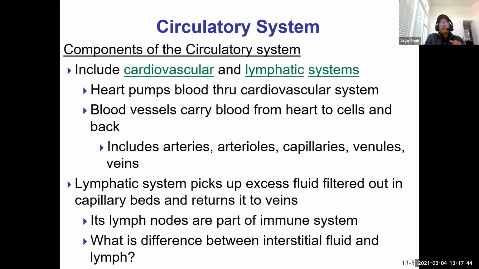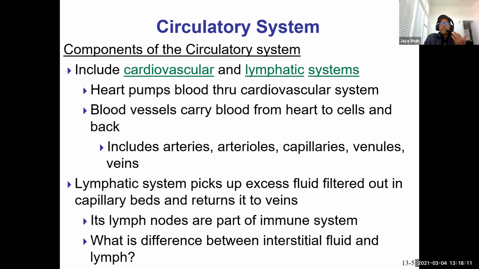What is the difference between interstitial fluid and lymph? Interstitial fluid is the fluid in the tissue. And when that fluid enters the lymphatic vessels, then it becomes lymph. Are you following me? So if the same tissue fluid enters into the veins, then we call it plasma.